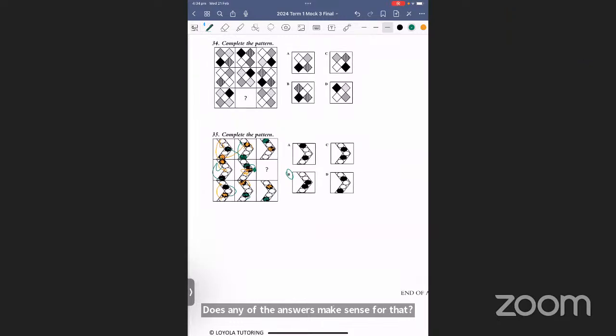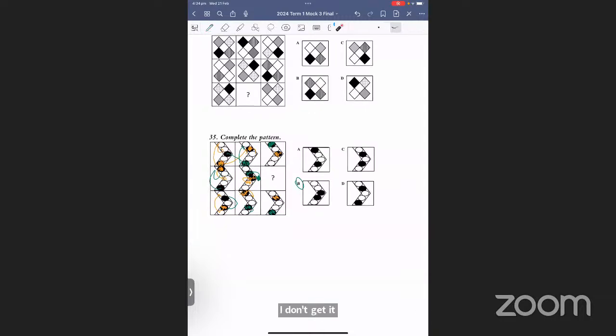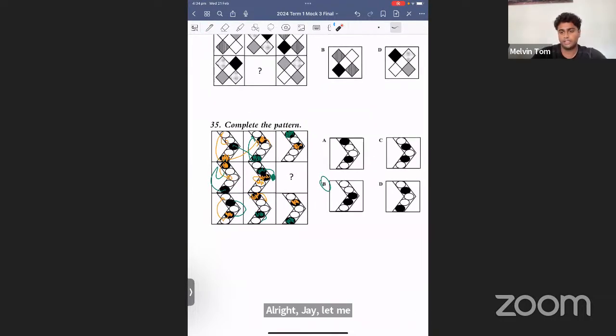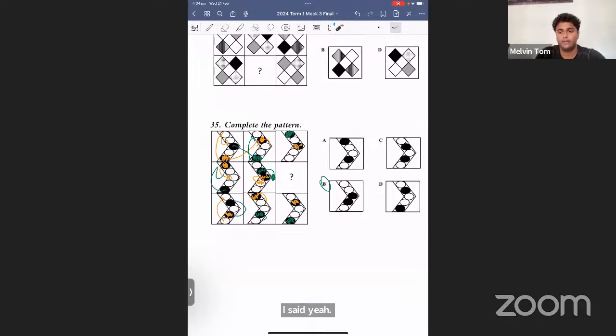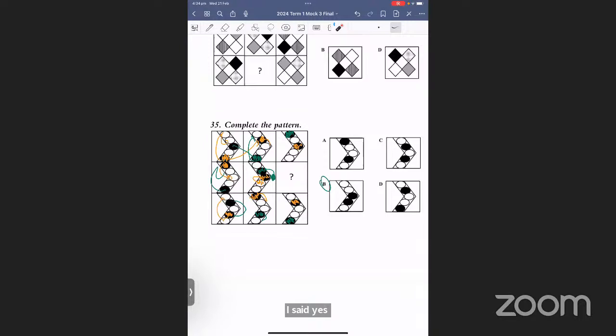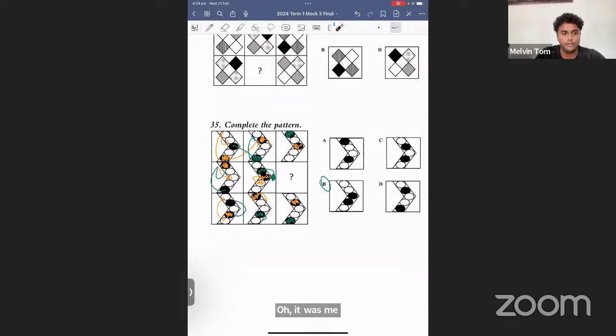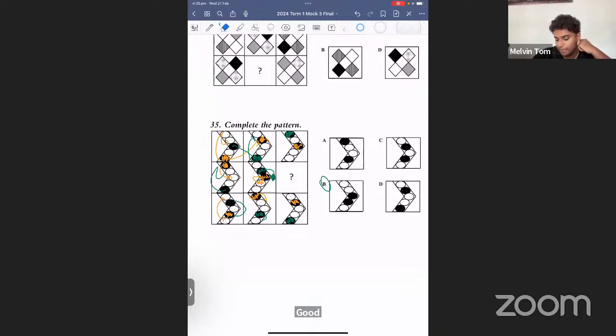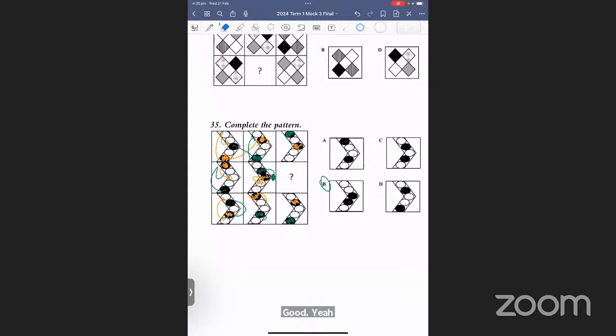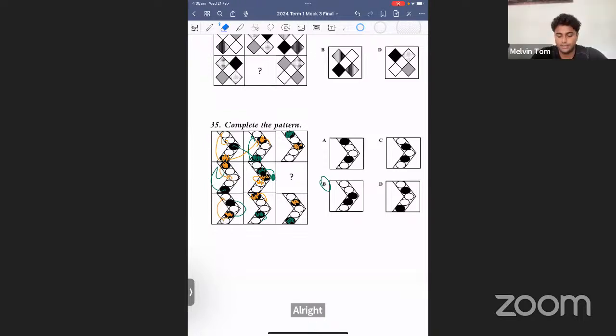Jay? I don't get it. All right, Jay, let me reiterate. Which part do you not understand, Jay? Oh, Shashwat, you don't understand. What do you not understand, Shashwat? I don't understand how you know which dot is which. Like you said, you color coded it green and yellow. Right? How do you know which is which? Do you remember what I did the first time we tried the question? What did I do?